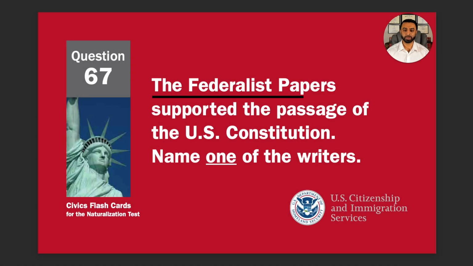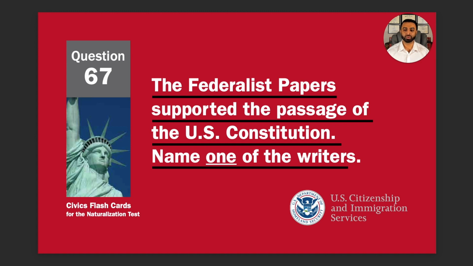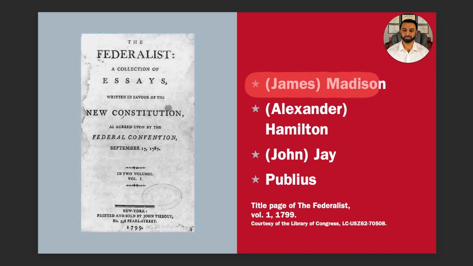The Federalist Papers supported the passage of the U.S. Constitution. Name 1 of the writers. James Madison, Alexander Hamilton, John Jay, or Publius. You only need to memorize 1 of these names.